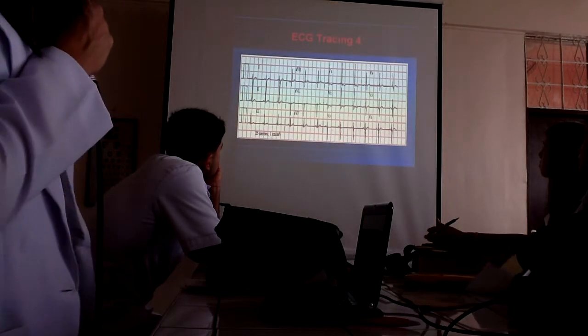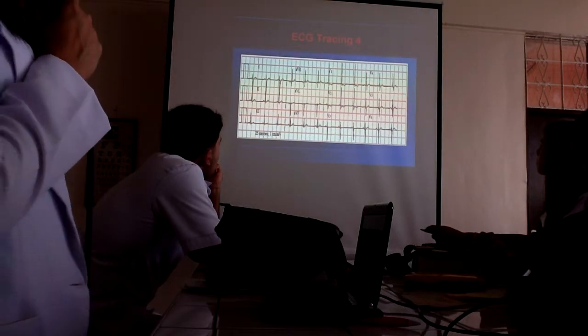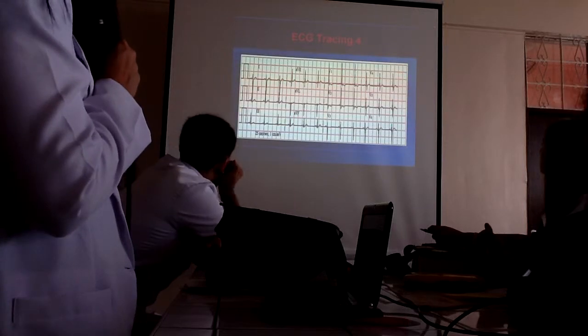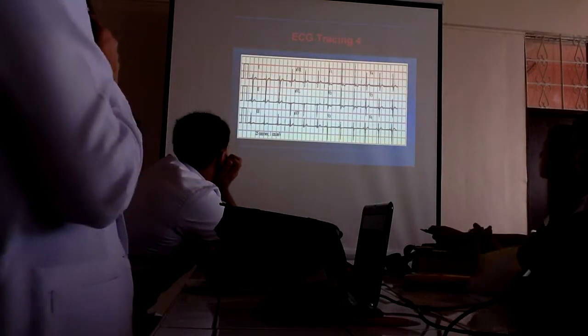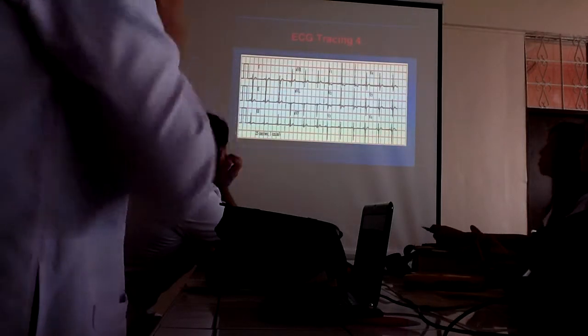Where is the QRS complex? In aVR. What else? aVR is upright. Therefore, this is a wrong ECG placement, so you cannot interpret that. You have to repeat it again.